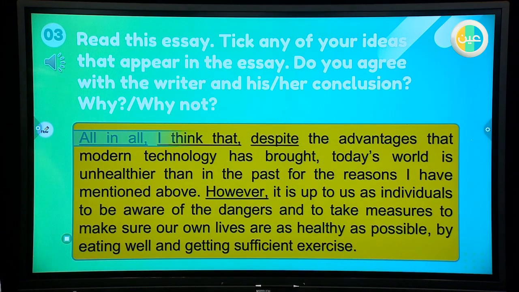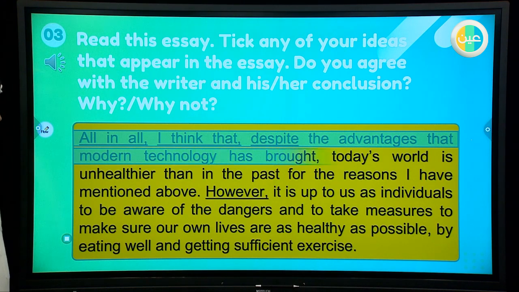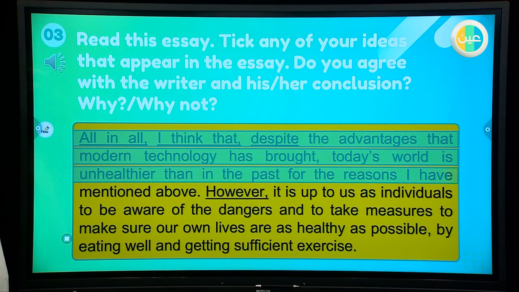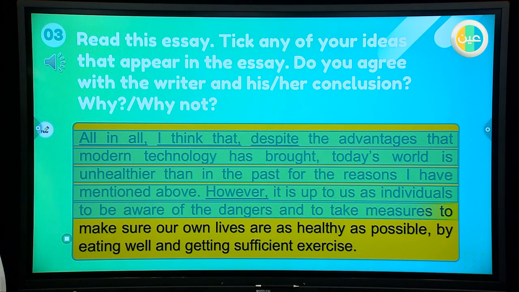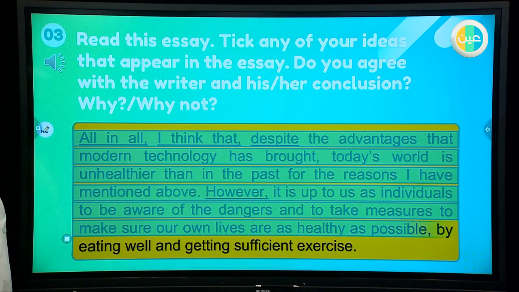All in all, I think that despite the advantages that modern technology has brought, today's world is unhealthier than in the past for the reasons I have mentioned above. However, it is up to us as individuals to be aware of the dangers and to take measures to make sure our own lives are as healthy as possible by eating well and getting sufficient exercise.